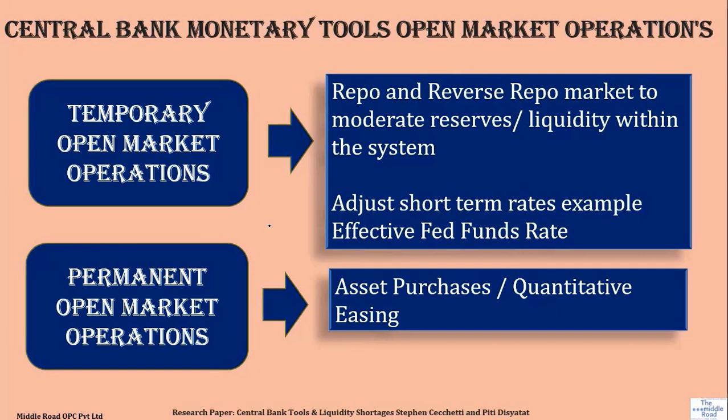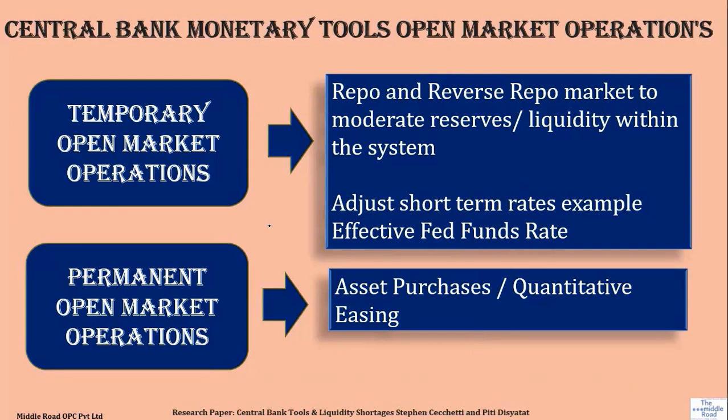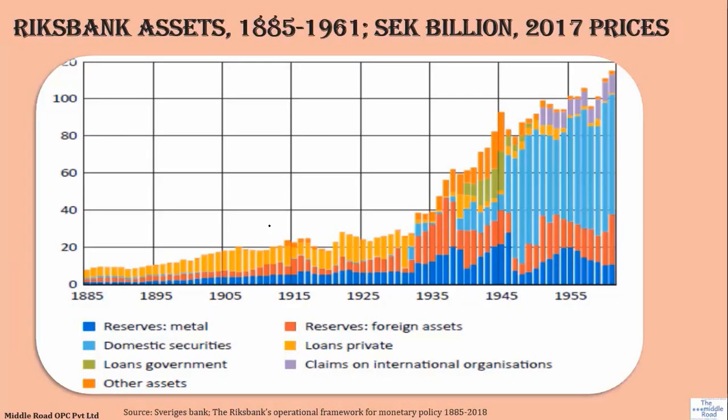When you're looking at permanent open market solutions, basically asset purchases or quantitative easing, this gives you a fair idea of both of these operations, whether temporary or permanent open market, and this is discussed in the separate module. We are looking at outright asset purchases.